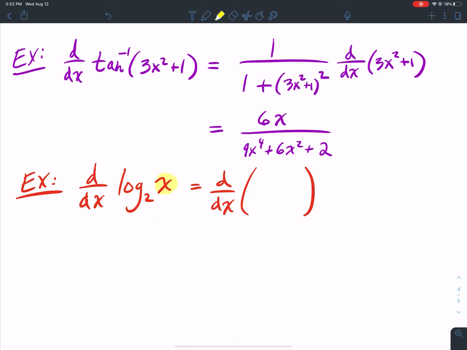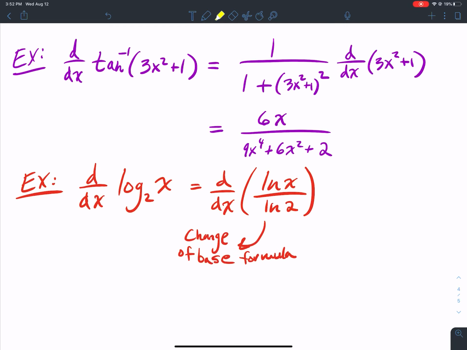So log base 2 of x is ln of x, which comes from this top part, divided by ln of 2, which comes from that bottom base right there. Okay? So that's known as the change of base rule. We talk a little bit about this in college algebra. If you want to go watch a video in college algebra about logs and the change of base formula, you can. But that's the change of base formula, okay?